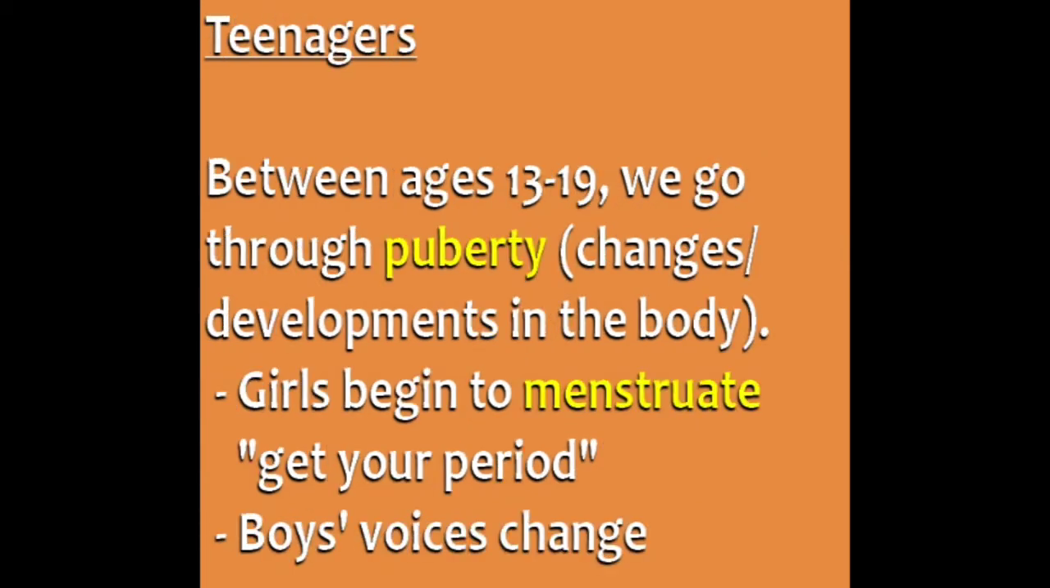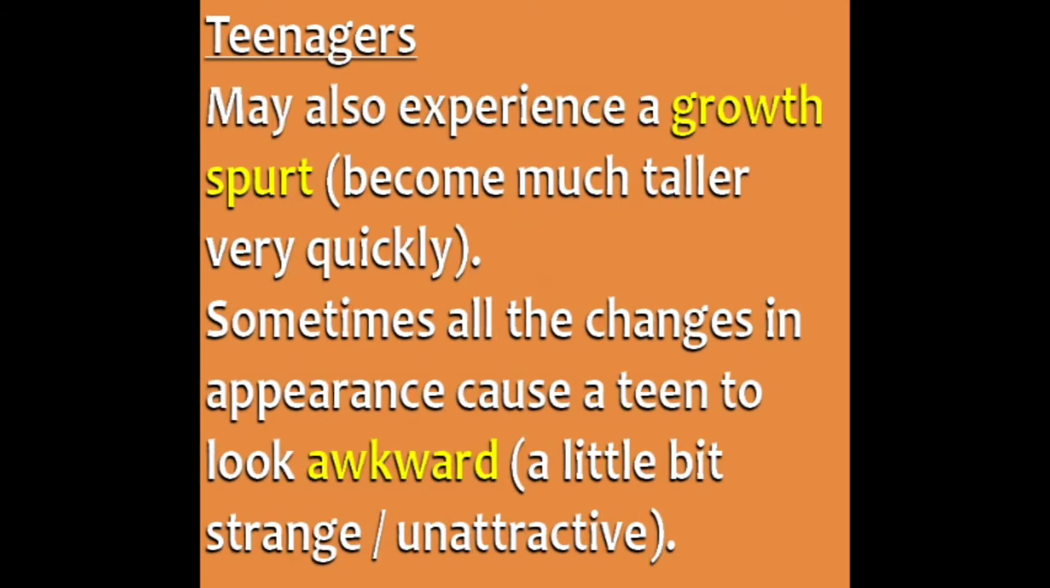Teenagers. Between ages 13 and 19, we go through puberty, the changes and developments in the body that happen during adolescence. Girls begin to menstruate. The more common way to say this is get your period. And boys' voices change and become lower. Teenagers may also experience a growth spurt when they become much taller very quickly. Sometimes the sudden changes in appearance cause teenagers to look awkward, a little bit strange and unattractive.